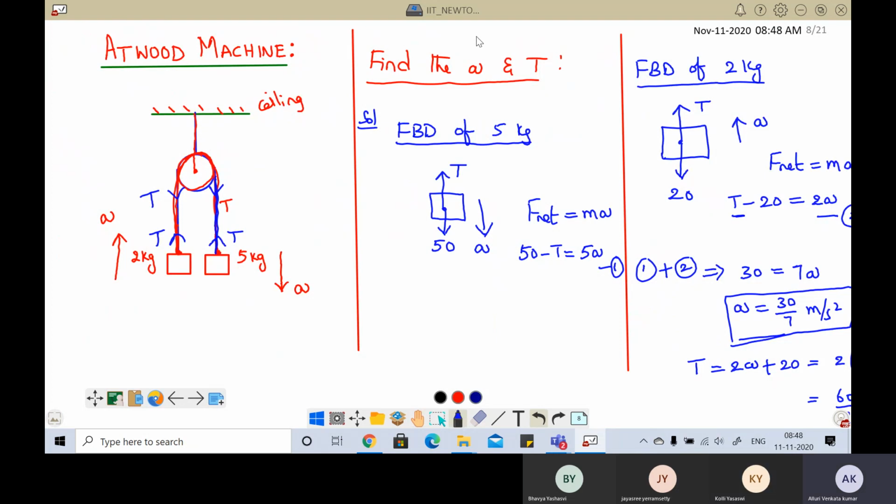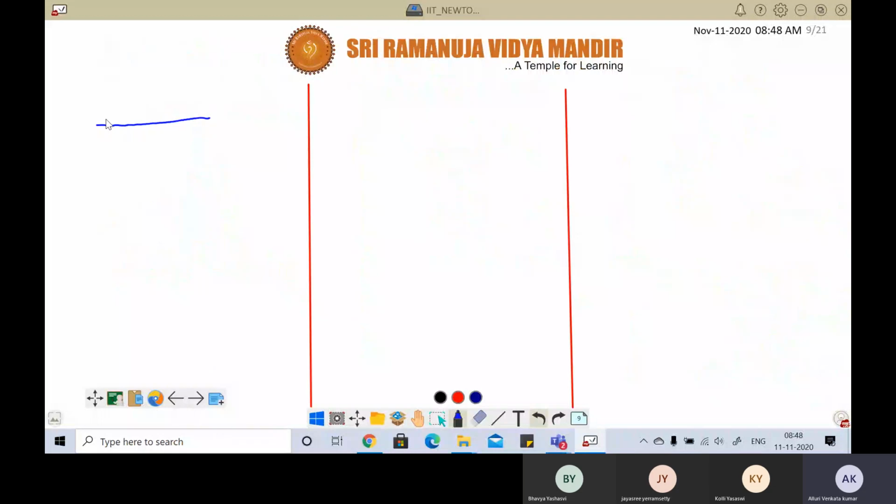Now suppose, for example, we take an Atwood machine. There is a string like this, and like this. Suppose I have given masses m1 and m2, but I have not given values. Now tell me how to find the acceleration. In which side will it move? Can we guess? Is it possible?